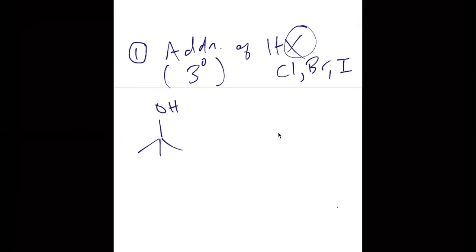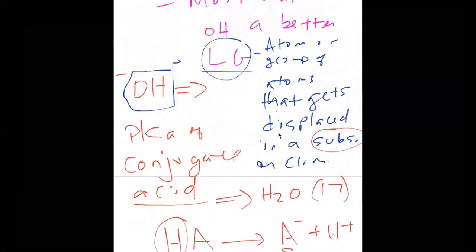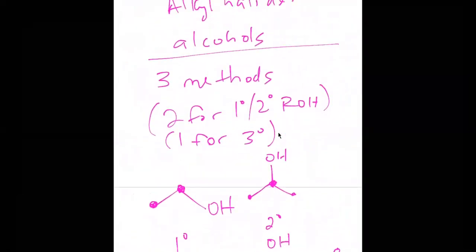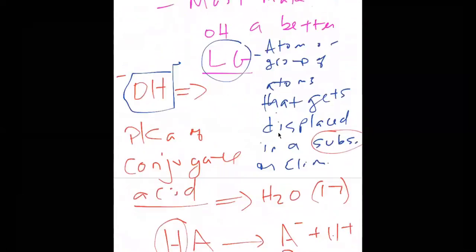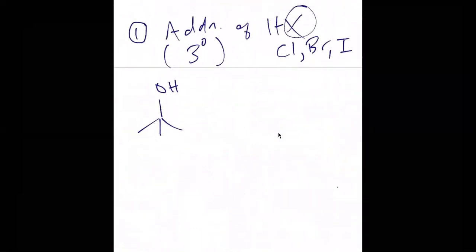Are the steps still the same no matter which, if it's primary, secondary? No, that's what I'm saying. Let me go back. Remember up here I said that there's 3 methods, but one method is specific for tertiary alcohols, and the other 2 methods you can use with primary or secondary alcohols. So addition of HX is specific for tertiary.